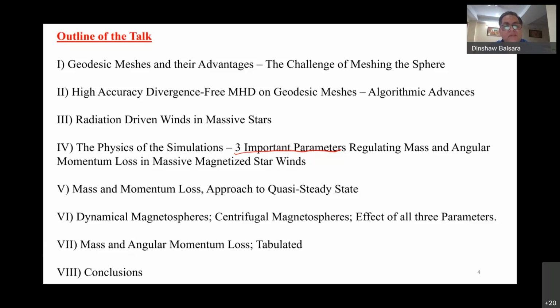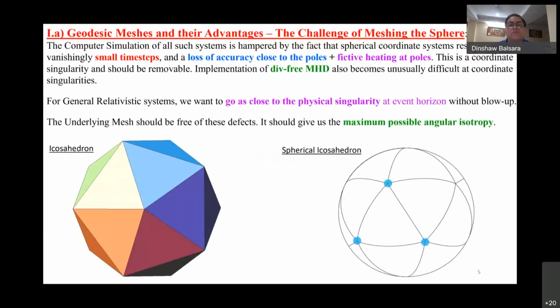Then we'll talk about mass and angular momentum loss in these massive stars, because we know that these massive stars lose a significant amount of their mass during the course of their very brief lives. But if they lose mass, they end up as different supernova end states from what their progenitor masses at the start of their lives would suggest. So we want to get a handle on mass and angular momentum loss in these magnetized massive stars, and then I'll talk about some conclusions.